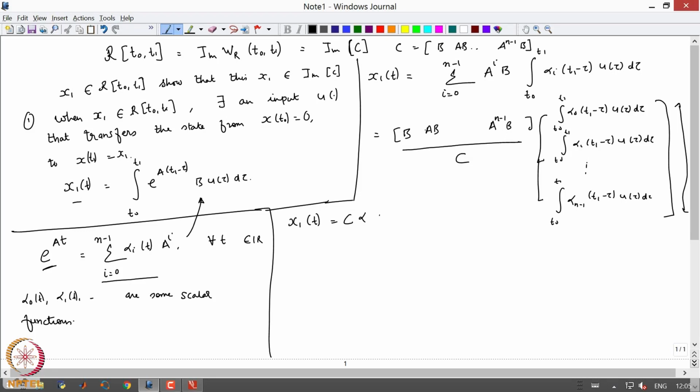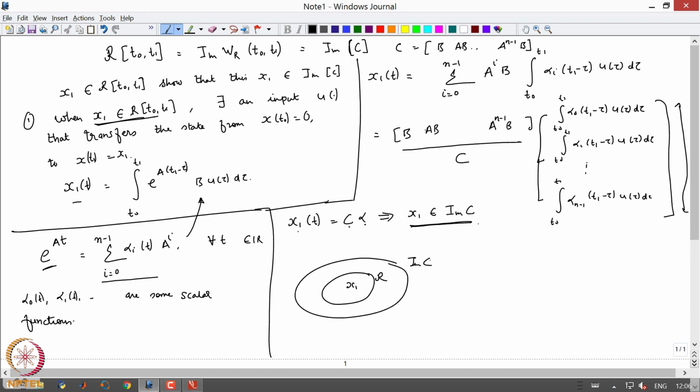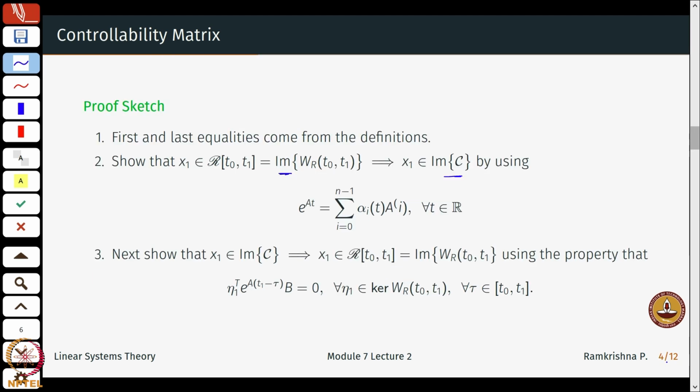Okay. So, this means that this x 1 comes as a result of this vector alpha transforming via this map C, or this linear transformation, which means that x 1 is also now in the image of C. So, this x 1 which was in the reachable set, we now proved that this x 1 is also in the image of C. Okay. So, x 1 in R is also in the image of C. The first step of the proof is now complete, right.